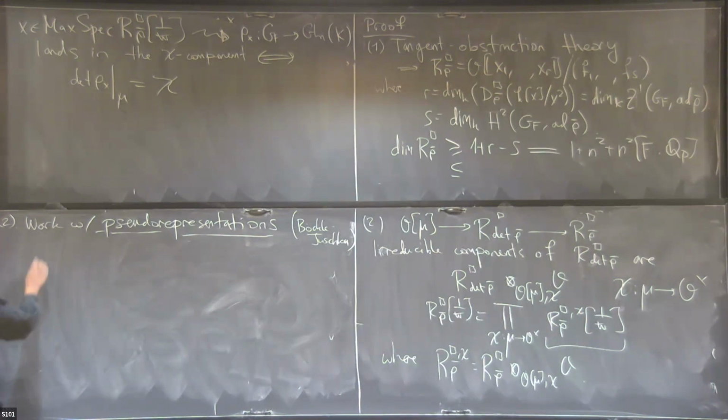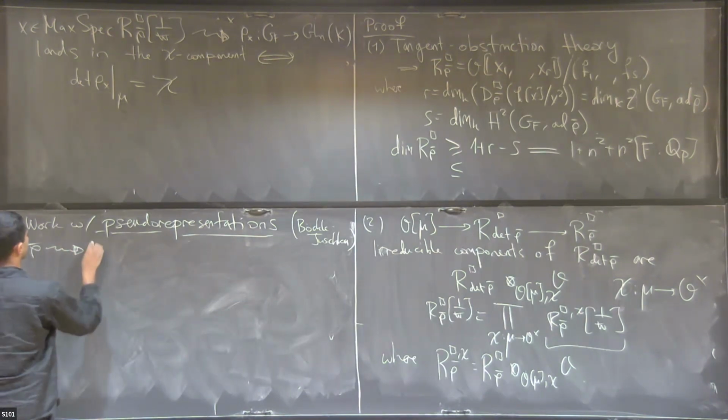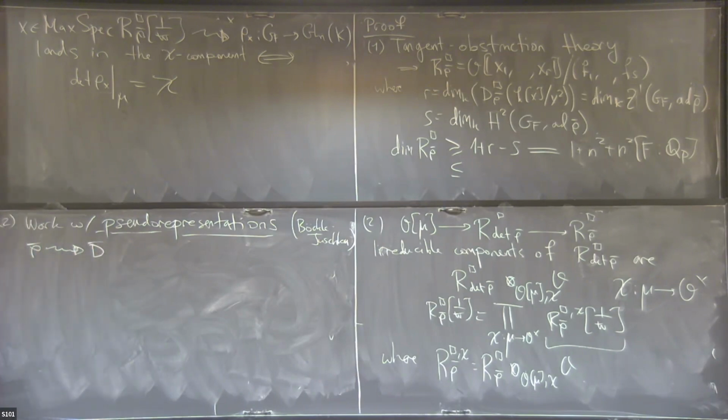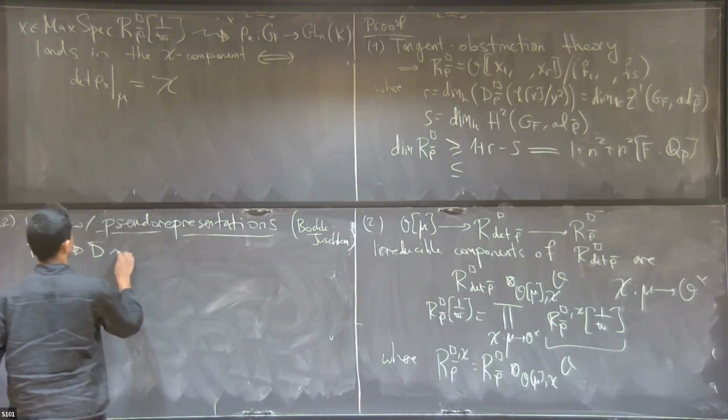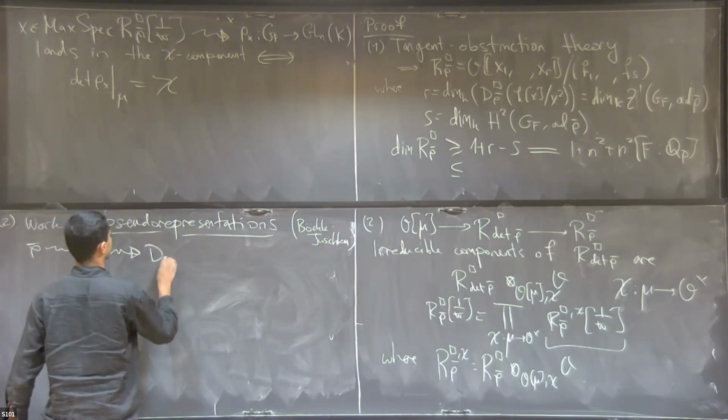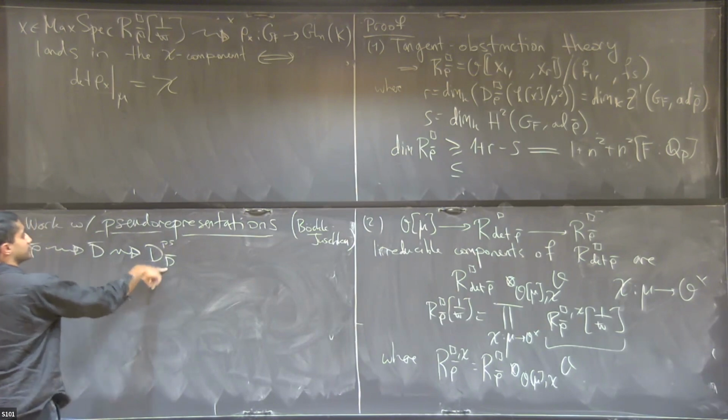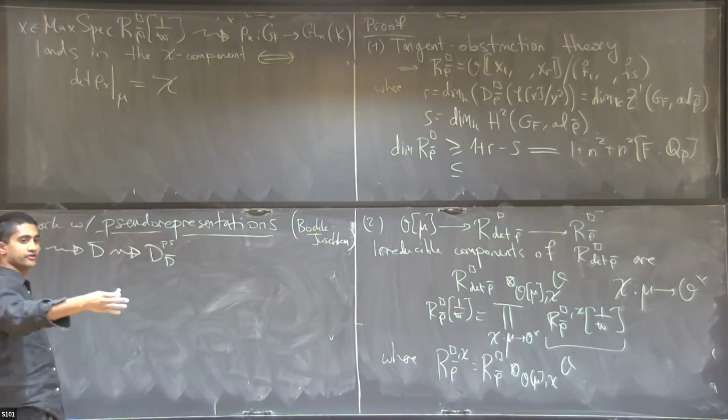Associated to rho bar, there's something which I'll call D bar, which is its associated pseudo representation. This D bar also has a deformation functor, so I can deform D bar into pseudo representations over these determinant rings.